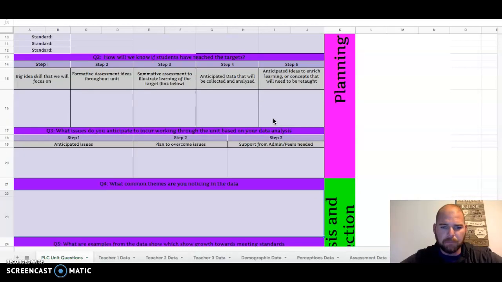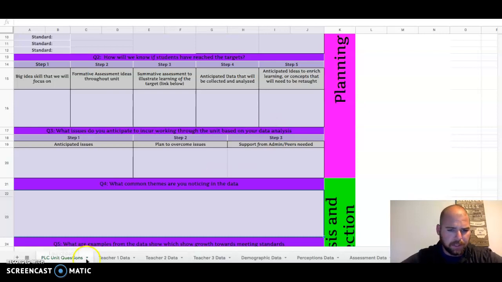Question 3, we're looking at anticipated issues, planning to overcome those issues, as well as what support is needed from admin and peers. I'm adding that in there, and I think it's important because it should help guide our PD. Hopefully we will have an administrator present taking that as feedback to the building, looking at what we need in terms of support for our teachers to be successful for our kids.